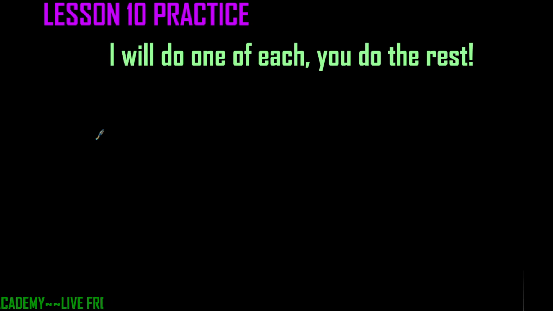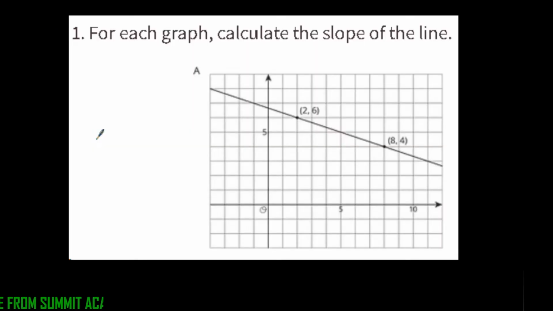All right, so now for the rest of the page, it says lesson 10 practice, and for each of these, I will do one, however, you have to do the rest. So I will do one of these, and you have to do the rest. So for the first one, it says for each graph, calculate the slope. So I will show you, again, both ways. I'm going to show the triangle first.